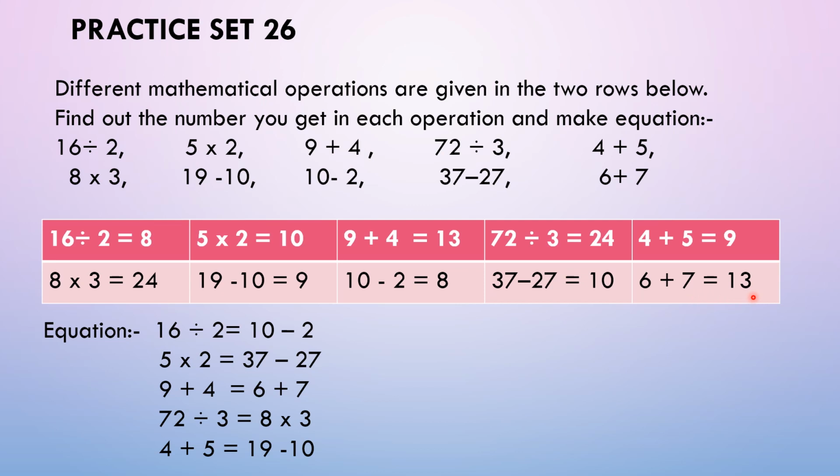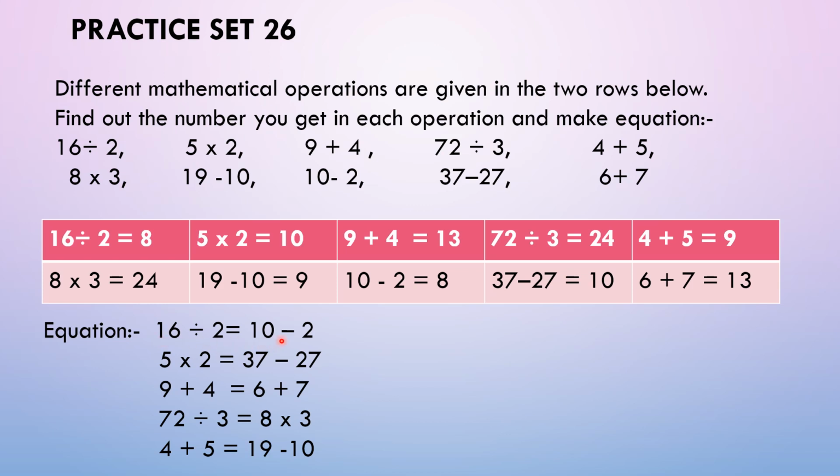Now you have to make the equation. Now how to make the equation? Pay attention now. 16 divided by 2 you got what? 8. Same way 10 minus 2 also you got 8. So both are having the same values. So you have to make the equation. So 16 divided by 2 is equal to 10 minus 2 because both are having the same value. So this equation is formed.